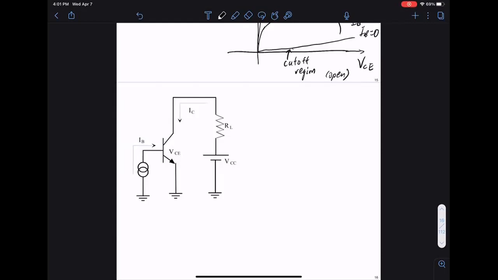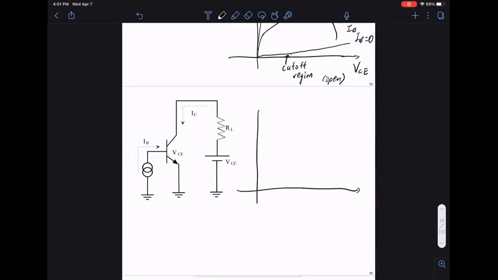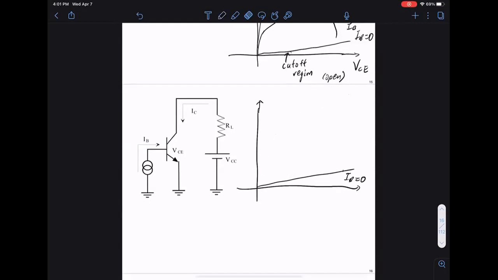So let's take a closer look at our transistor. Here I have something like this. This is again IB equals 0. This is an open switch, and then I have something like this, this is IB max. This is the maximum. So when I go into saturation, this is the maximum amount of current I want to push through this, IB max.